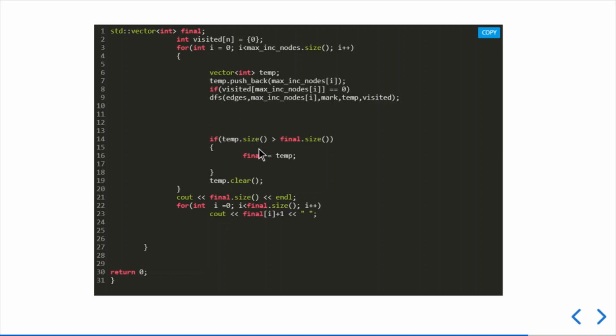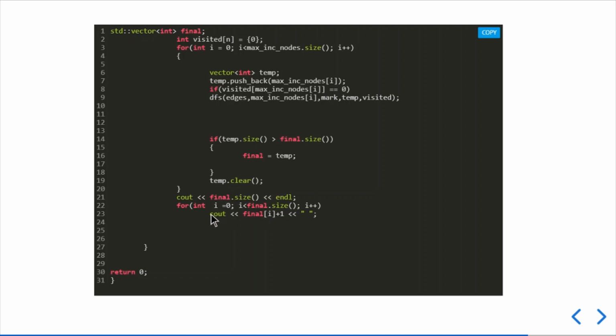So if this temp size is greater than the final size, initially the final size being 0, then I'll copy temp to final, because I am getting a larger subset of connected nodes which has the maximum per capita income and which will be included in the kingdom. So I'll copy that temp into the final, and at last I'll clear that temp, and then I'll run over the other node. At the end of the solution, I'll print the size of these nodes, because it is the size of the kingdom which I have included, and I'll include the provinces in this final vector.